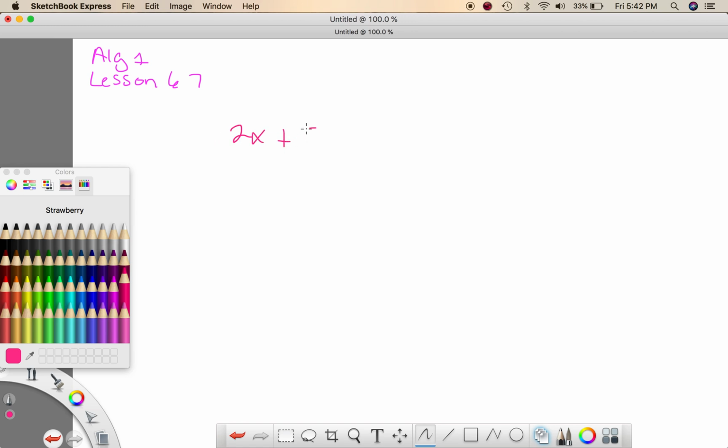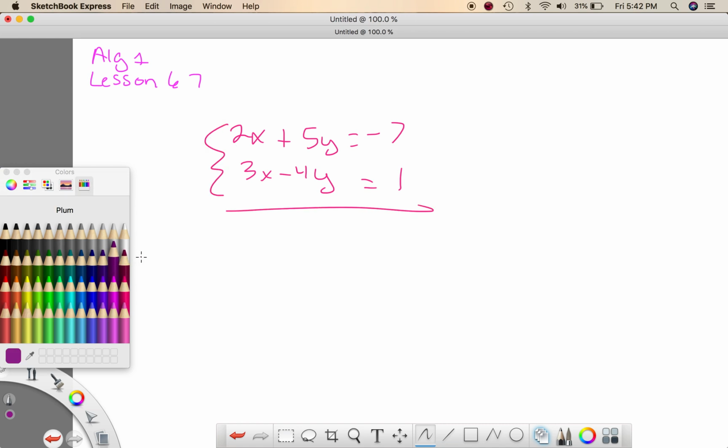2x plus 5y equals negative 7. Then we have 3x minus 4y equals 1. All right, so what do we want to get rid of? We can get rid of either the x's or the y's. So let's look at our coefficients. Here they are 2 and 3. The least common multiple here is 6.